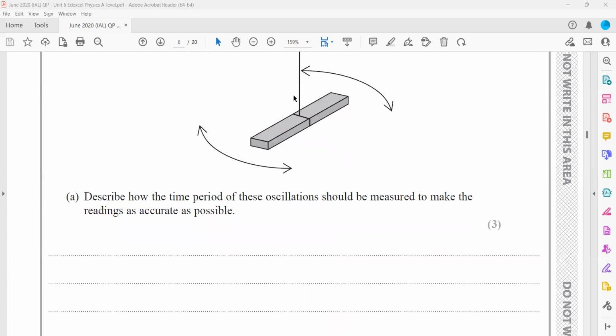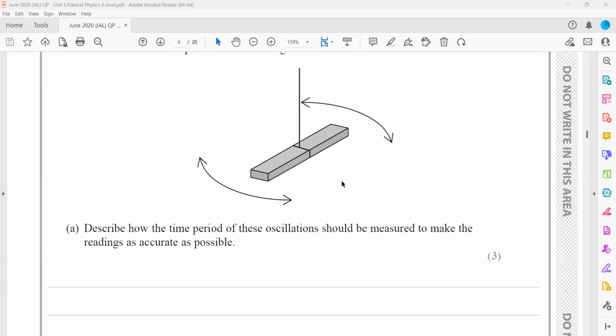Describe how the time period of oscillation should be measured to make this reading as accurate as possible. So how can we measure the time period of oscillation? Usually, we don't measure for one oscillation; we measure the time for multiple oscillations, then divide the time recorded by the number of oscillations to get the time period. And repeat the experiment or take an average.